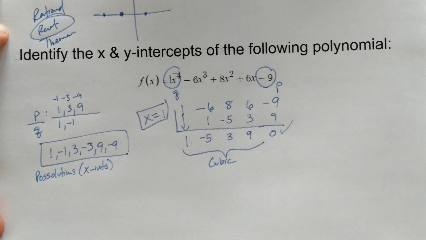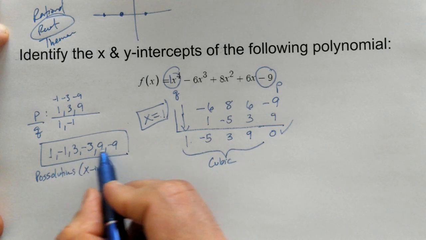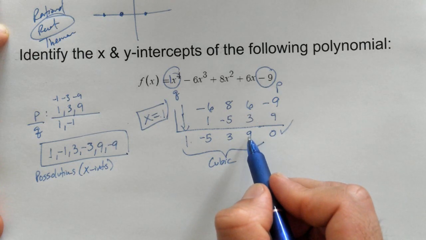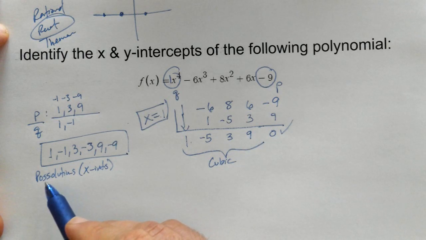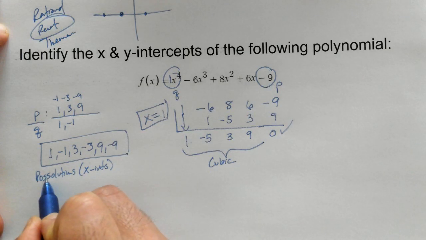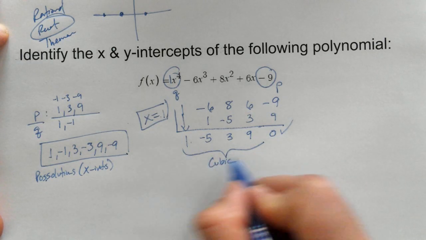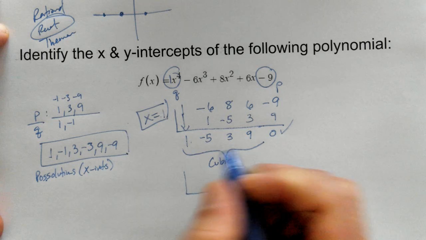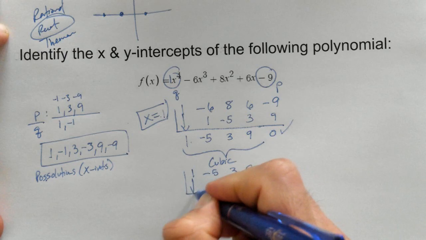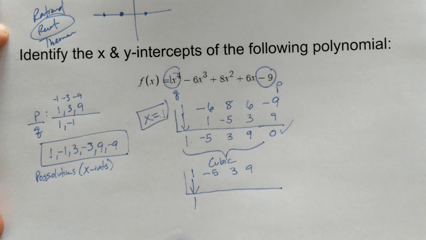Now we're going to continue this process, and since these numbers are all factors of 1 and 9, we're going to continue to use these possible solutions. This is me abbreviating possible solutions. So let's try this again with the new cubic: 1, -5, 3, and 9. I can try it all over again. I can start with 1, -1, 3, -3. I can continue this process.